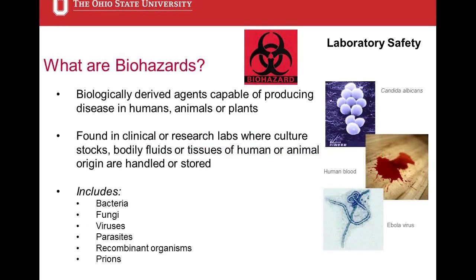What are they? We need to know what they are to know what the risk is. Biohazards are basically any agents that are derived from biological agents that are capable of producing disease in humans, animals, or plants. The ones that we are mostly concerned with are the ones that are capable of producing disease in humans. But that's not the only type of biohazard. Okay?